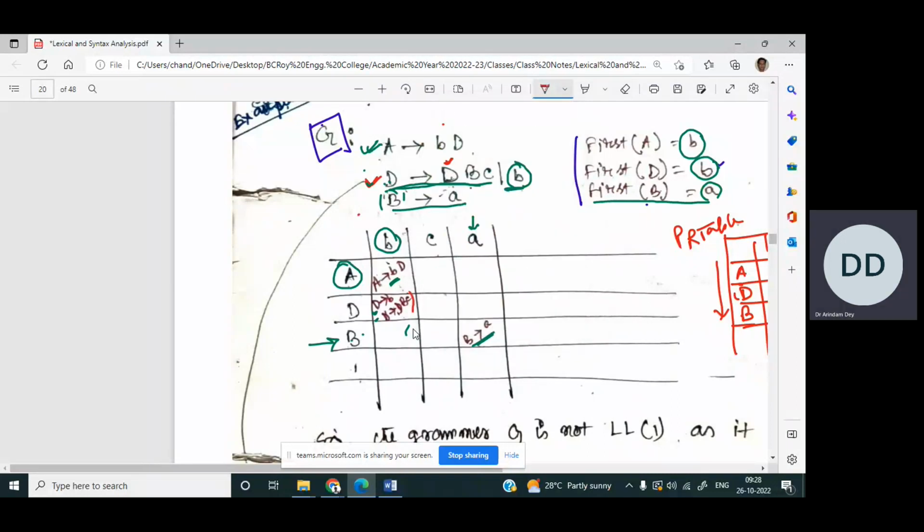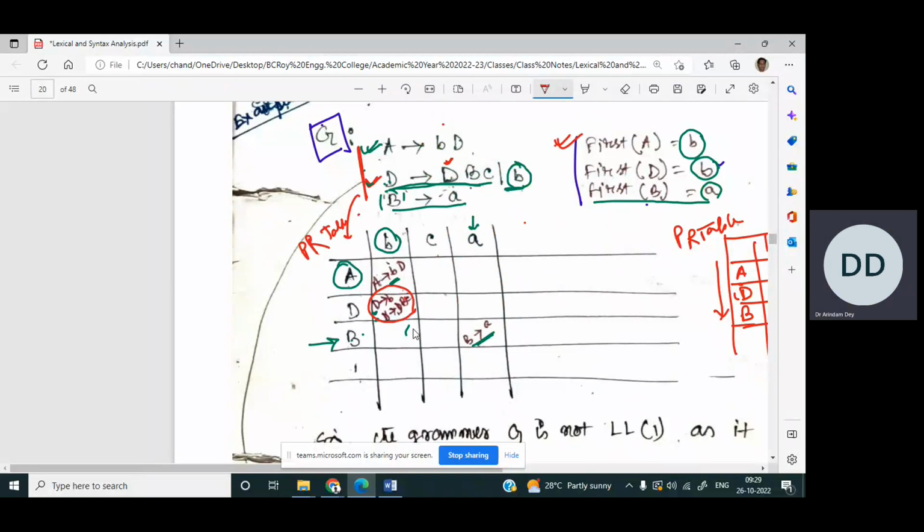Yes, if there is a cell which contains a double entry, then the grammar cannot be called LL1. That means I had taken a grammar. For that grammar, I calculated the first functions. Then I generated the predictive parsing table. From there, I checked whether the grammar is LL1 or not.